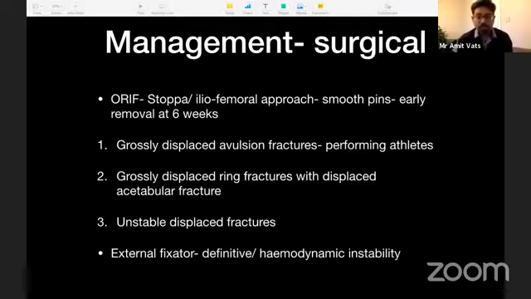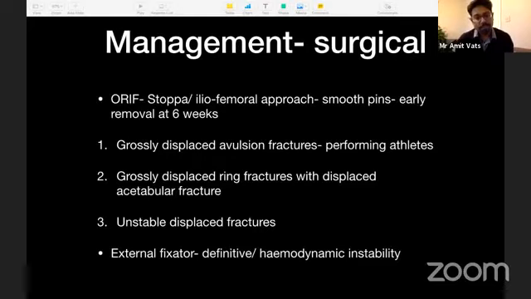Grossly displaced avulsion fractures, especially in performing athletes or aspiring athletic children, should be considered for surgery. But again, it is important to discuss the surgical risks, such as soft tissue injury and the extent of the scar, with the child and the parents to ensure that it is a measured and valid surgical intervention for the child.